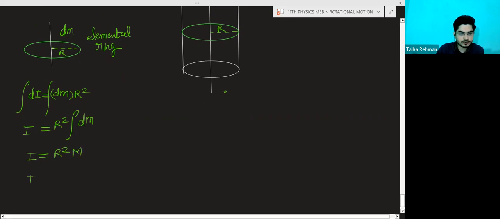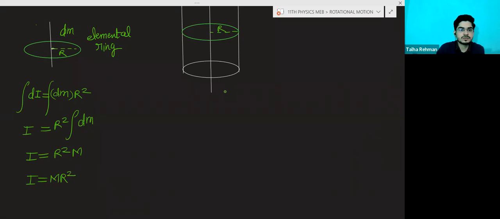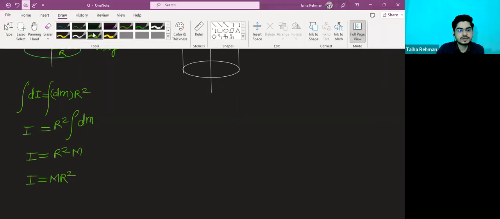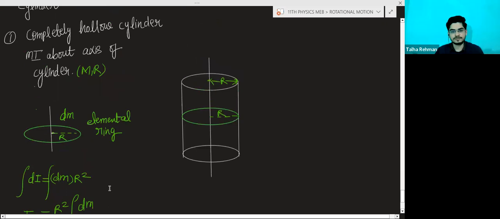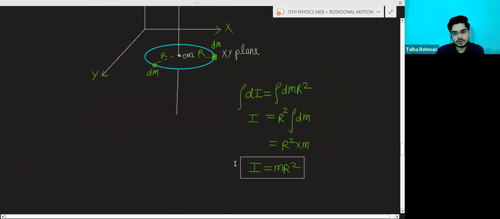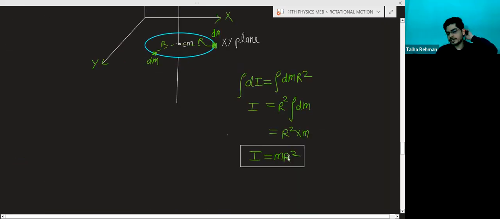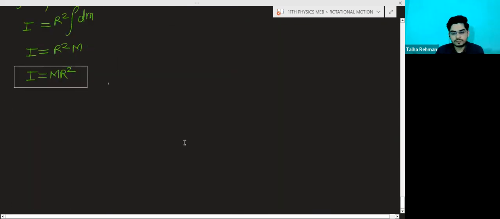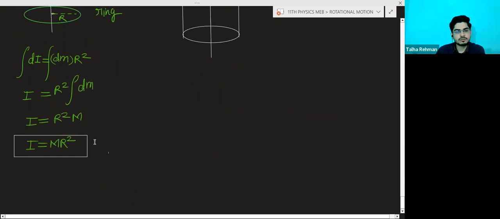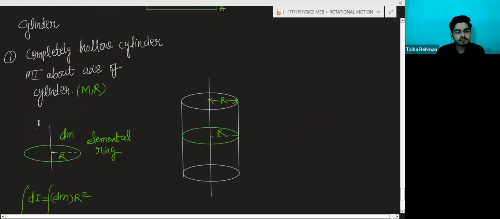So what is the moment of inertia? Moment of inertia is mr square. So the moment of inertia of the cylinder about the axis of the cylinder will be mr square. This is the same as that of the ring. For the ring, the moment of inertia is mr square, and for the hollow cylinder also, the moment of inertia is mr square.